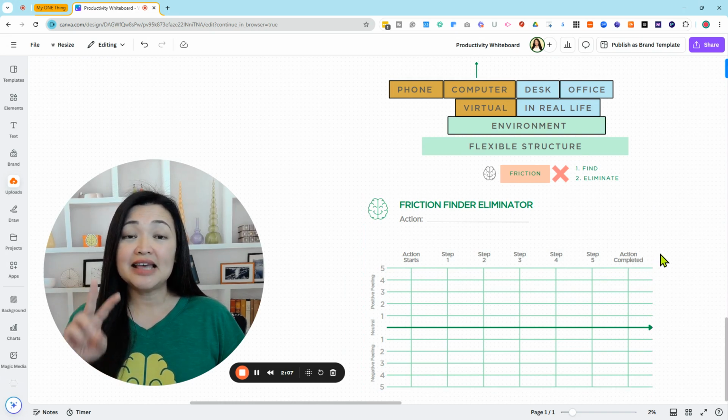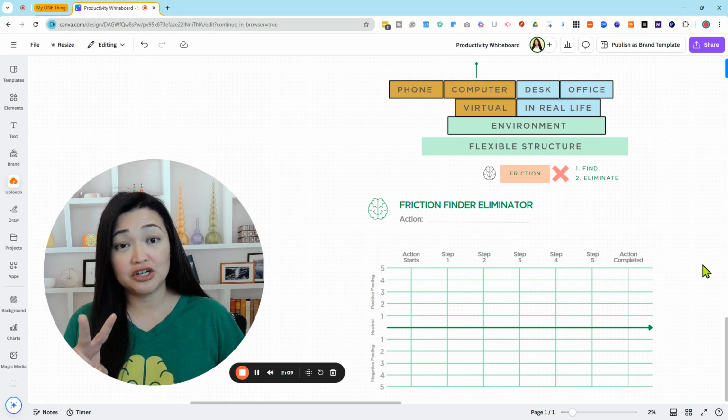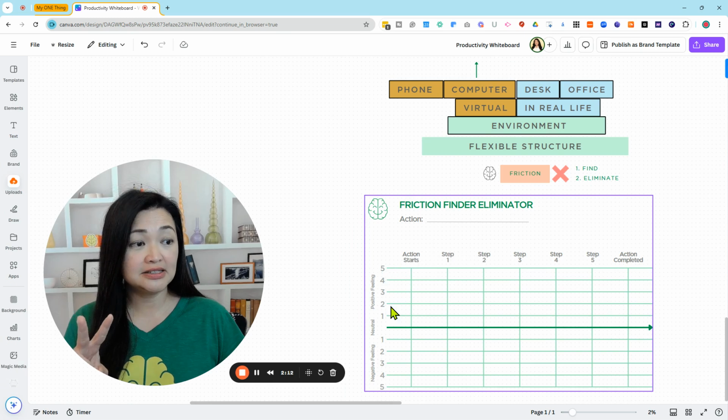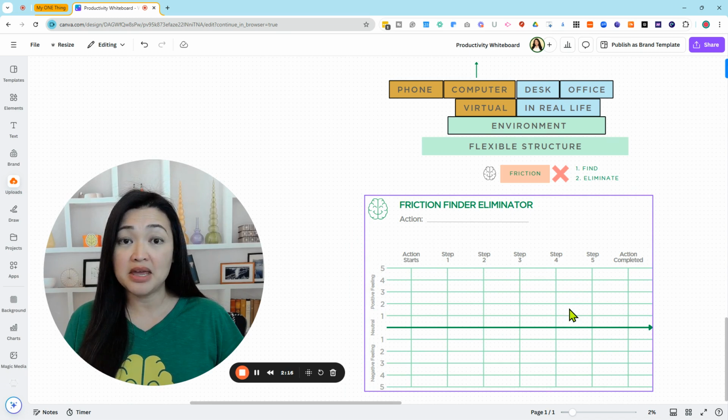And then the second step in completing the friction finder eliminator is this side right here. For each of those steps, how did that make you feel? Were you neutral, meaning so-so, not positive, not negative? Did it make you feel positive, and to what degree? Did it make you feel negative, and to what degree? The higher the number here, the more negative it feels for you. The higher the number here, the more positive it made you feel.